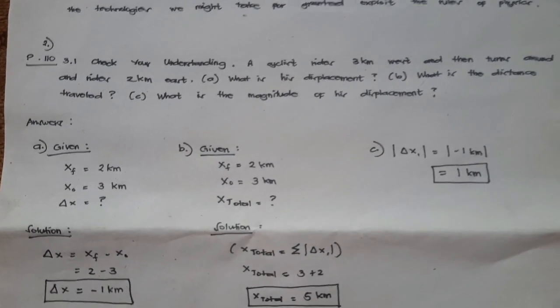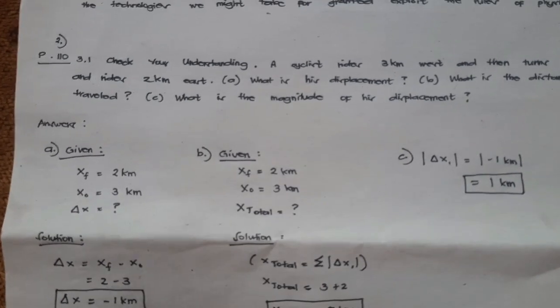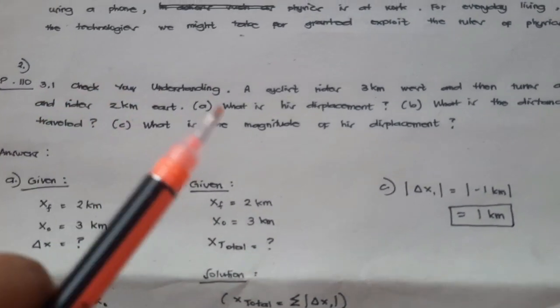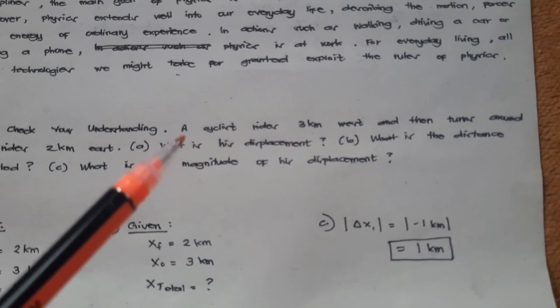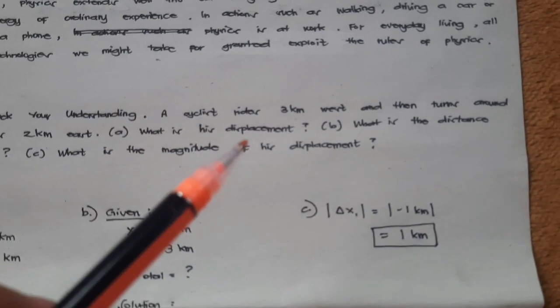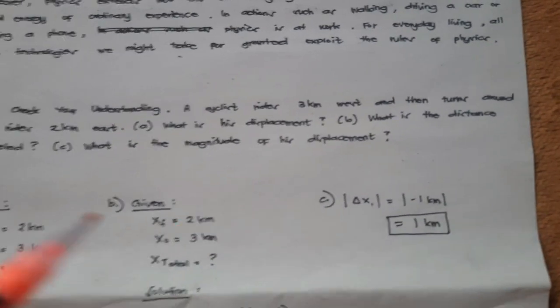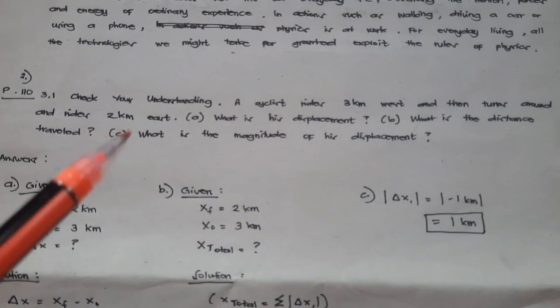So let's move on to problem set number 2 on page 110. 3.1, Check your understanding. So this is the question. A cyclist rides 3 km west and then turns around and rides 2 km east.